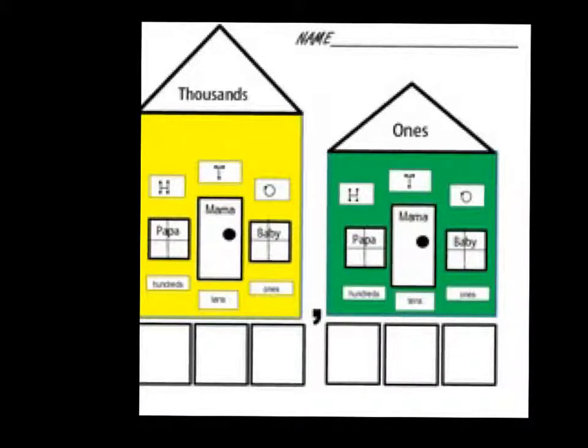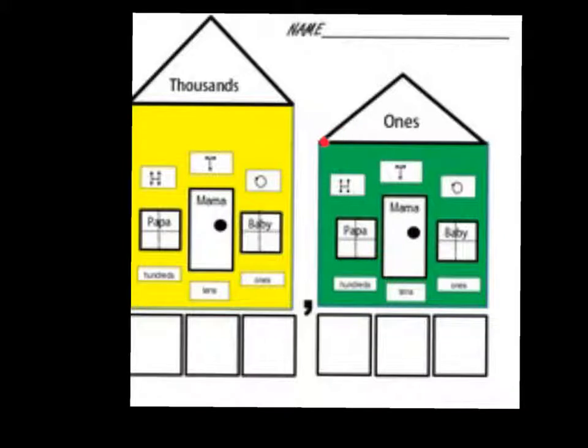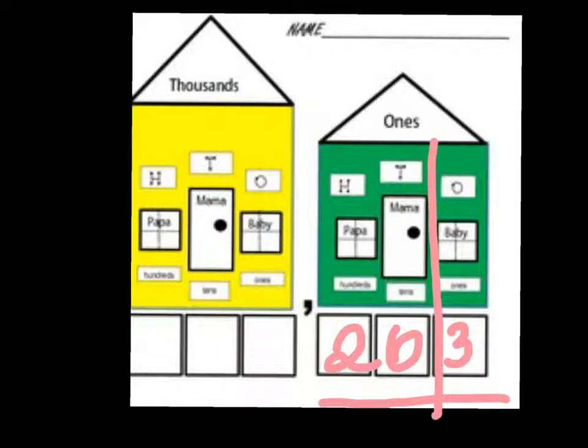As we keep thinking about our houses, we have our first house here, our greenhouse. You'll see we have our hundreds, our tens, and our ones. So if I put a 3, a 6, and a 2, we have 263. The 3 is in the ones place. The 6 is in the tens. The 2 is in the hundreds.